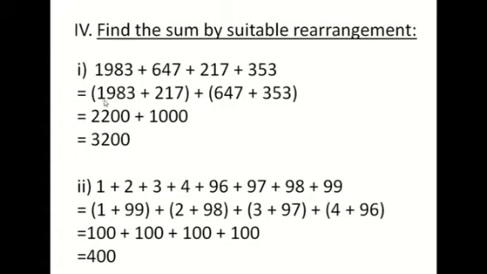I have grouped 1983 plus 217. Why? You can check the next step and get the answer. And 647 and 353 in the other group. After the addition, you can check the first group is giving the sum as 2200 and the second group is giving the sum as 1000. If you do the final addition, you will get 3200. If you want to group in some other way, you try and then check which is the best one.